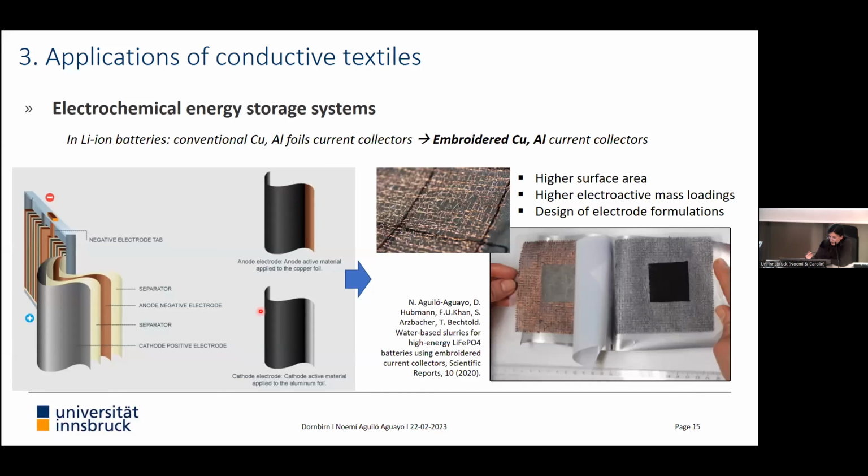So we had the idea to use these 3-dimensional structures obtained with embroidery. Instead of copper foils or aluminum foils, we wanted to increase the surface area to be able to insert much more of this electroactive material, to increase the energy density of the batteries. And then what we did is to create these embroidered structures. And then we tried different formulations to increase the mass loadings on these electrodes.